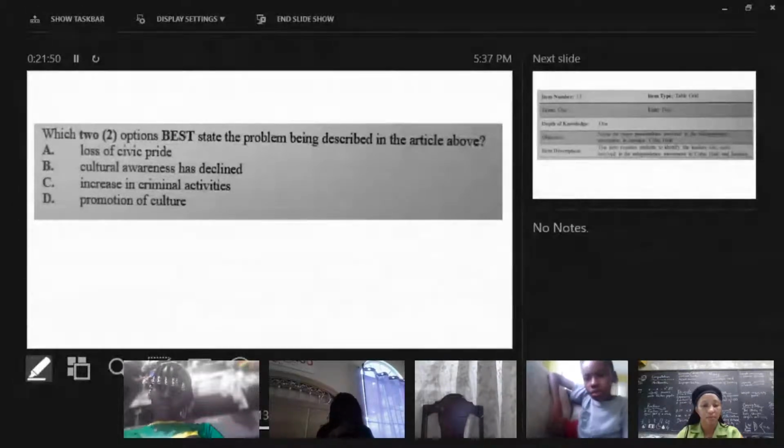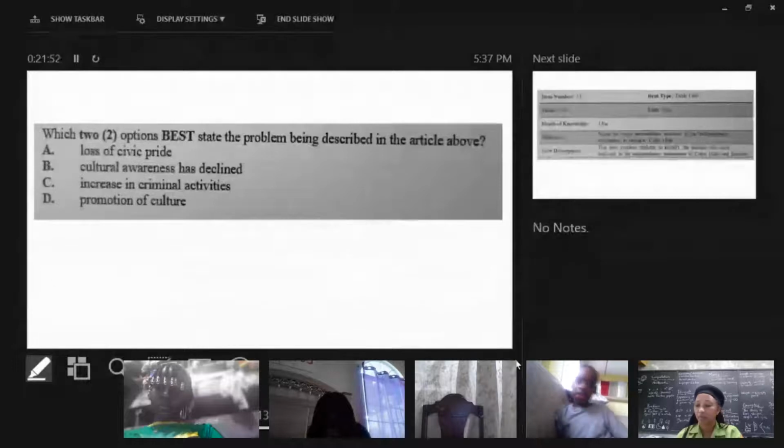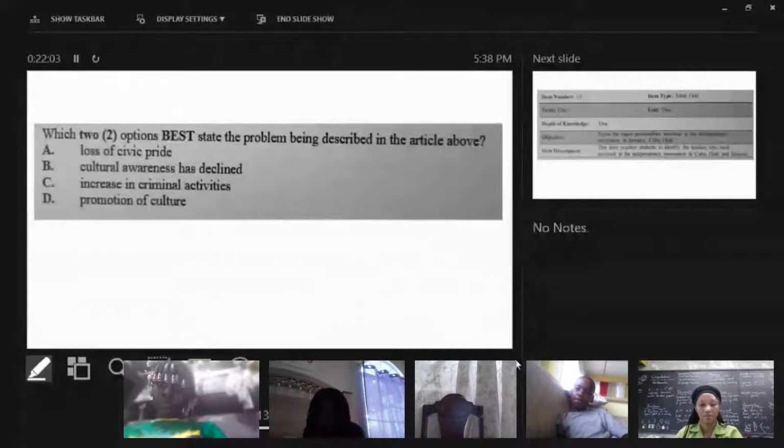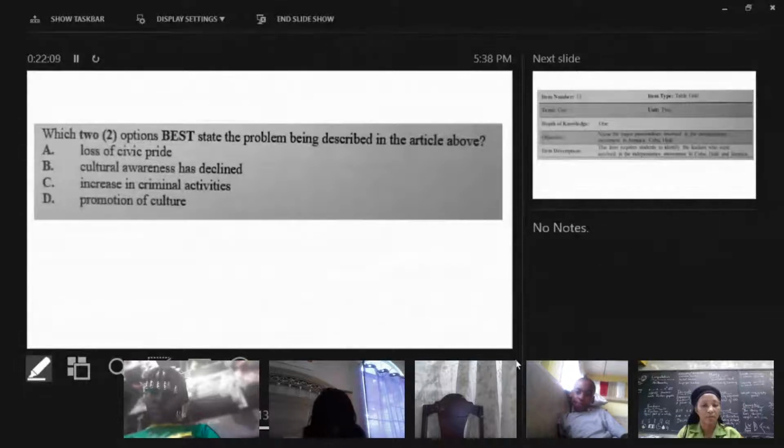Which two options best state the problem being described in the article above? A. Loss in civic pride. B. Cultural awareness that has declined. C. Increase in criminal activities. And D. Promotion of culture.